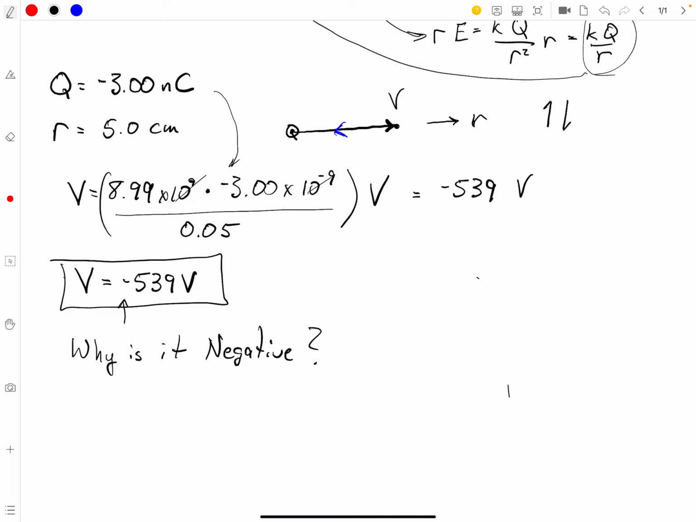So yes, the fact that Q is a negative charge means that it's anti-parallel. So that implies that our E field is pointing away from our radius. And therefore, we have the negative answer.